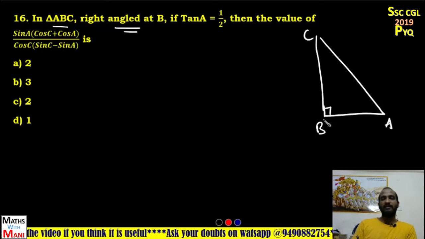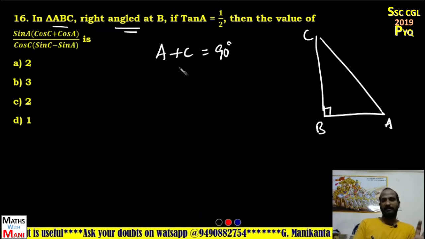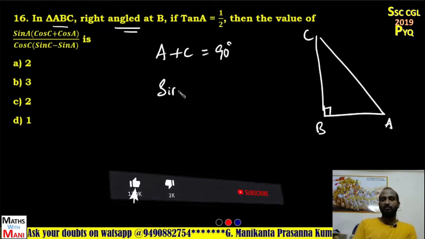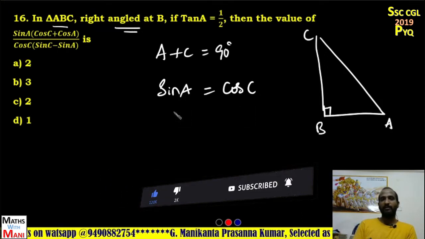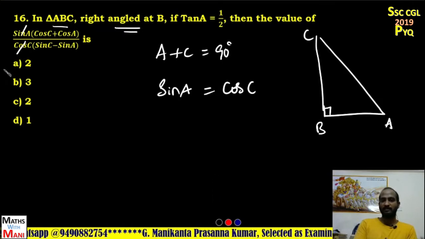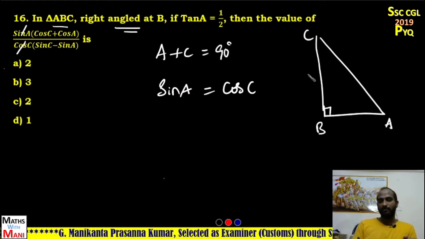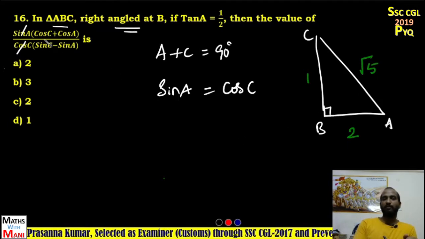So one angle is 90, what about A plus C? A plus C is 90, that means A and C are complementary angles. So from that I can easily tell you sin A is equal to cos C because they are complementary trigonometric ratios. So these two should be cancelled out. And it is given that tan A is 1 by 2. That means opposite side is 1 and adjacent side is 2. What about the hypotenuse? It is root 5.